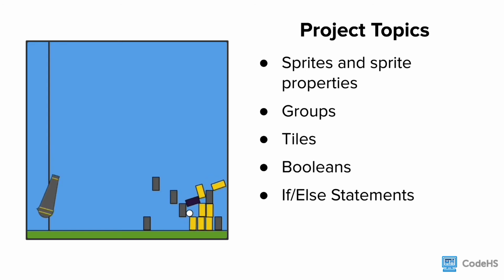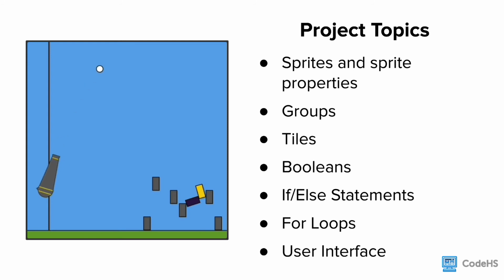We will briefly introduce the idea of for loops in order to find which individual blocks get hit by the cannonballs. And finally, you will create another user interface when the target block hits the ground in order to communicate to the player that they beat the level and let them know the number of cannonballs they shot.